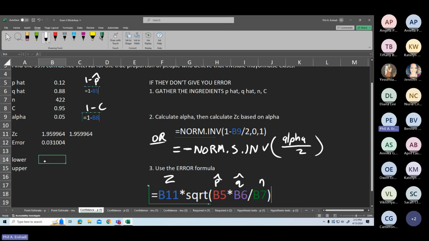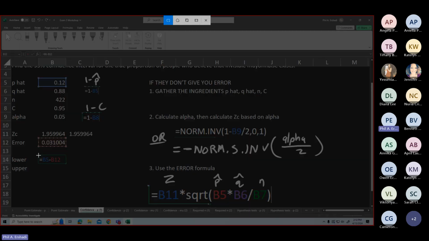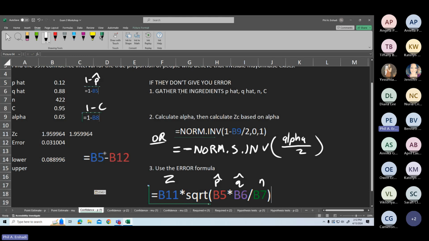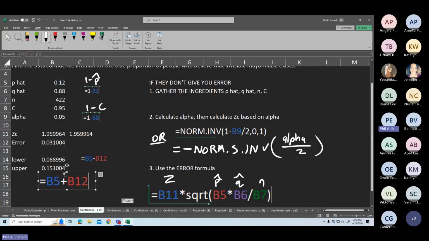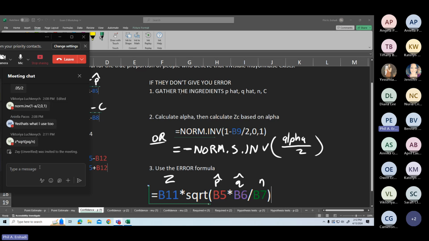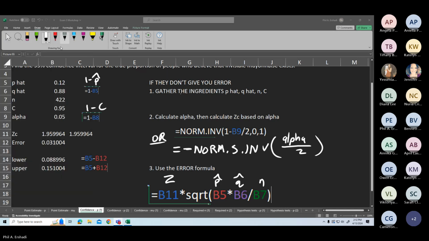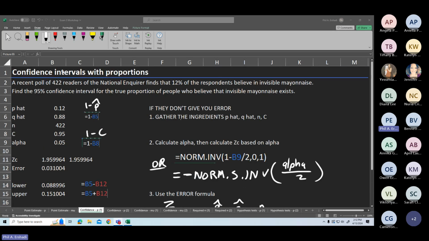Once you've got the error, we can just put together the confidence interval like we did last time. We can say p hat subtract error for the lower, and p hat add error for the upper. So you can see these are fairly similar to what we did previously. As long as we know how to get the error, we're A-okay. Make sure I didn't miss anything. Yeah. All right, so that is how we get a confidence interval for proportions.